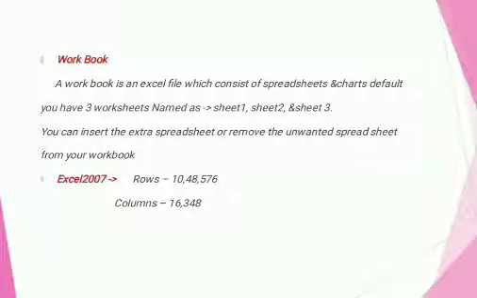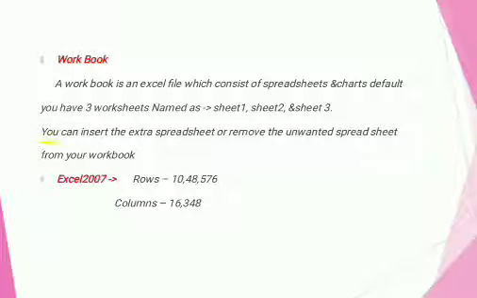A workbook is an Excel file which consists of spreadsheets and charts. By default, we have 3 worksheets in a workbook. When you open an Excel file, we see 3 different worksheets or spreadsheets named Sheet 1, Sheet 2, and Sheet 3.